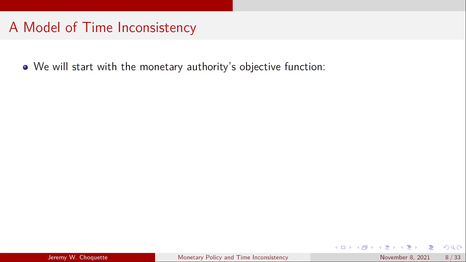So we're going to set the model up here, and we're going to start with the monetary authority's objective function. And it's this guy. It's U equals lambda times (Y_t minus Y_n) minus 1/2 times pi_t squared. So what's this Y_t minus Y_n? Well, that's just the output gap, right?